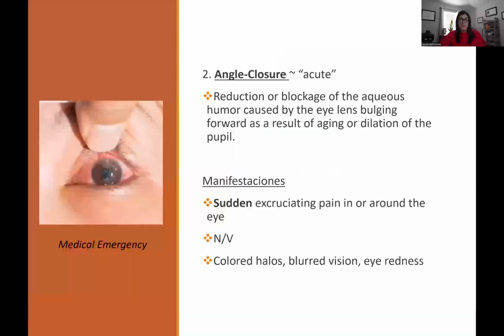Now, there is the acute one, which is the angle closure. Here you have complete reduction or blockage due to the dilation of your pupil. This one is a medical emergency and it happens very suddenly. It causes excruciating pain in or around the eye. It can cause nausea and vomiting due to the pain. Clients also have color halos or blurry vision and eye redness, just like the picture here.